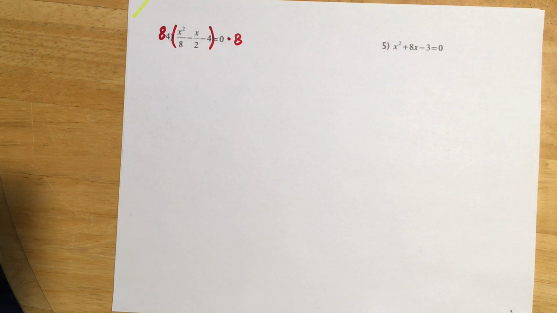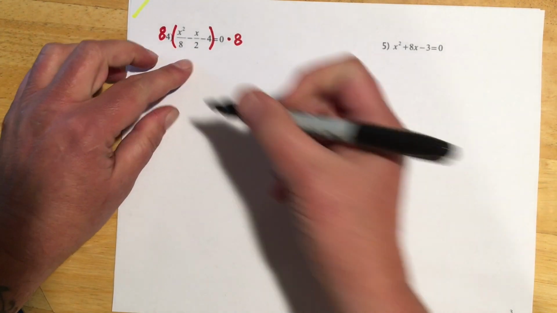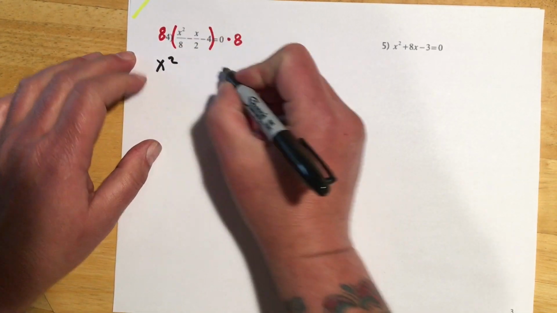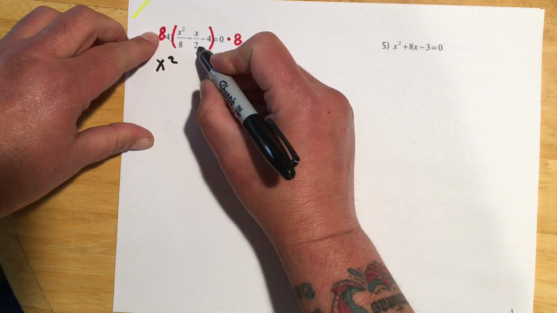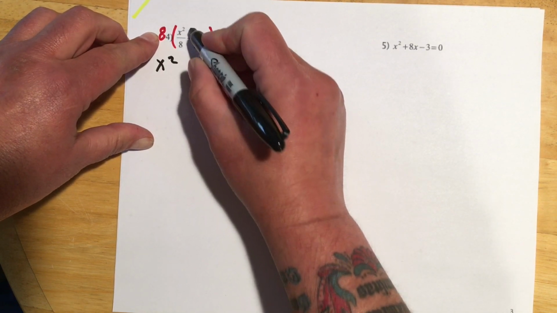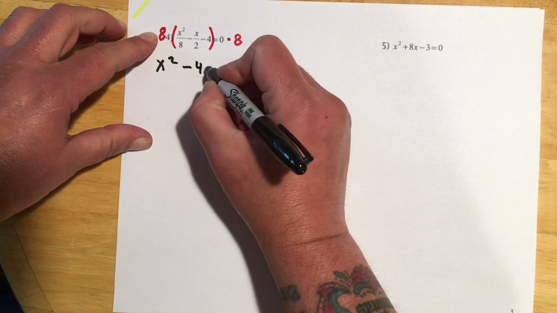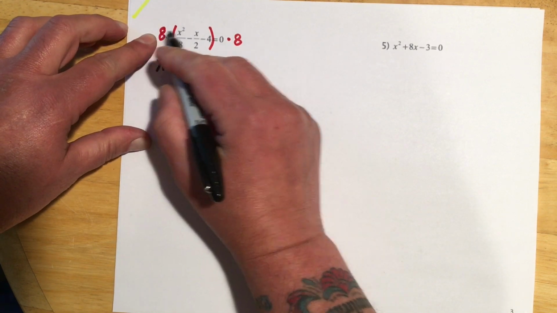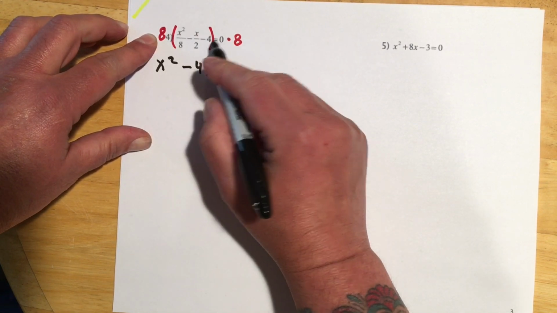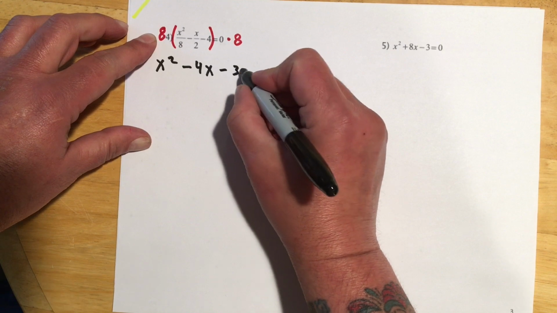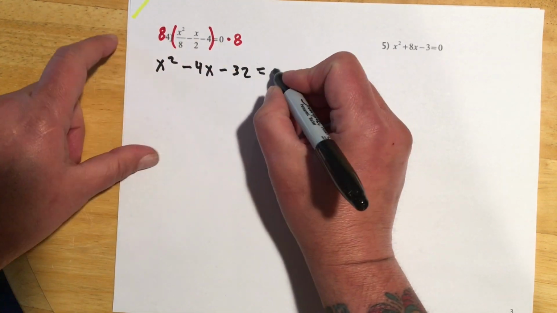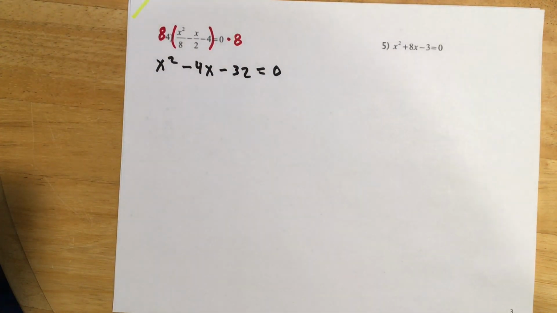And so here, 8 over 8 cancels, so that's going to be an x squared. Here we'd have 8x over 2. 2 goes into 8 4 times, so minus 4x. And then 8 times 4, a lot of times people forget to do the whole number. Minus 32, and again 0 times 8 is still just 0.